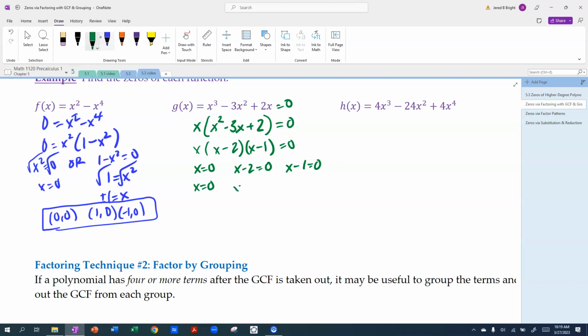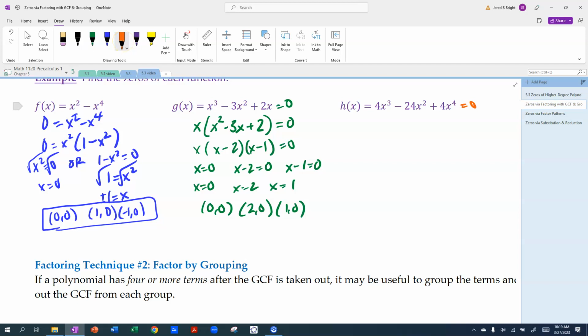So we get 0, 2, and 1. Okay, and then I can write out the zeros as (0, 0), (2, 0), and (1, 0). Okay. H of x, next one. Set that equal to 0.